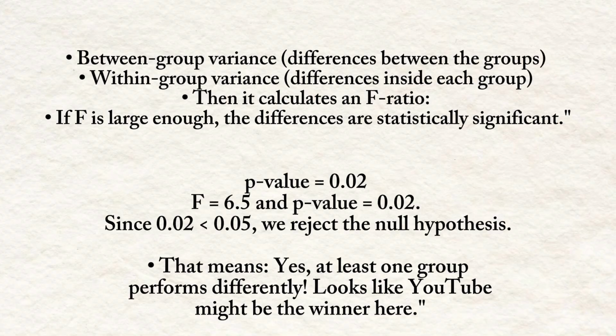From the data, we get F equals 6.5 and p-value 0.02. Since 0.02 is lower than 0.05, we reject the null hypothesis. That means, yes, at least one group performs differently. Looks like YouTube might be the winner here.